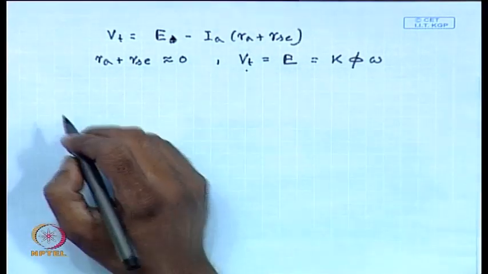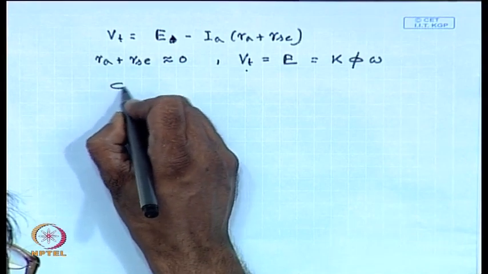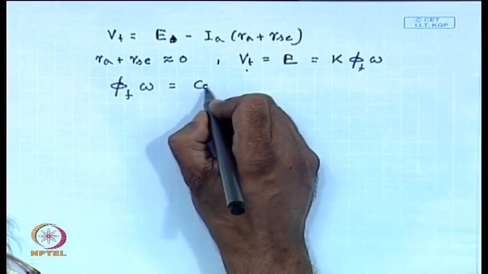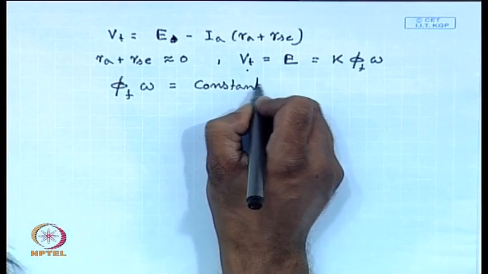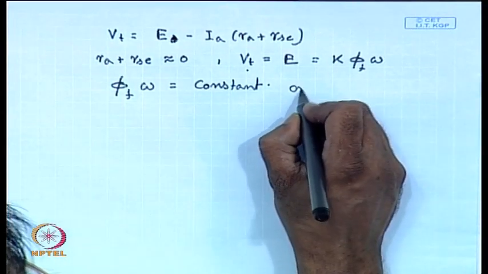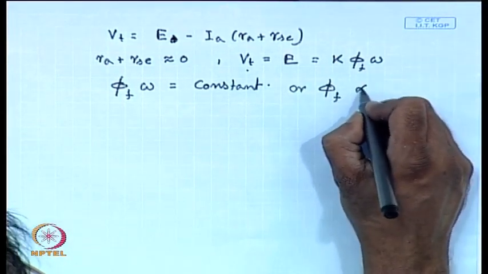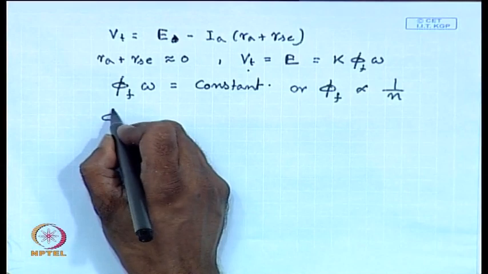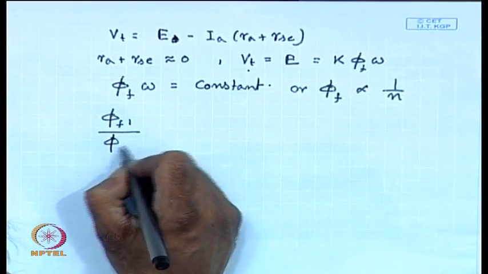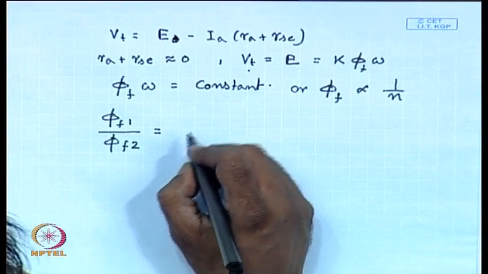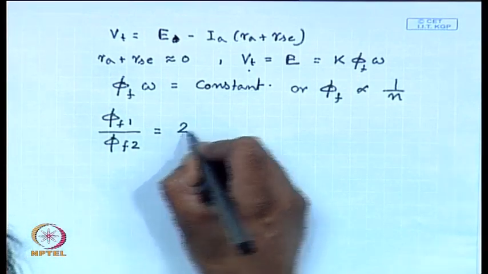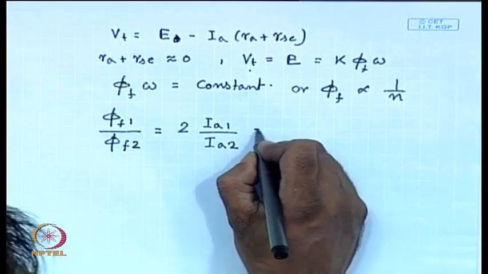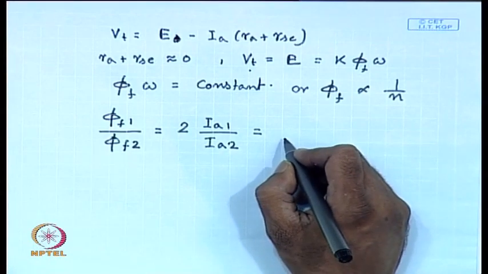Since Vt remains constant, we can say phi f into omega equal to constant, or phi f is proportional to 1 by rpm. So, we have phi f1 by phi f2 equal to, which we have already found out to be 2 times Ia1 by Ia2. This is also equal to N2 by N1.